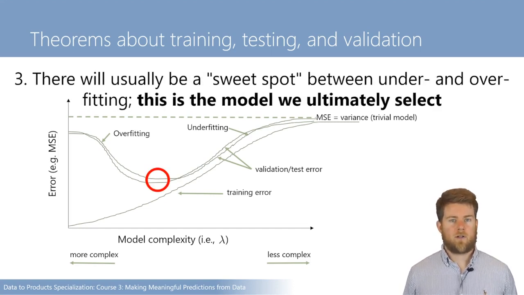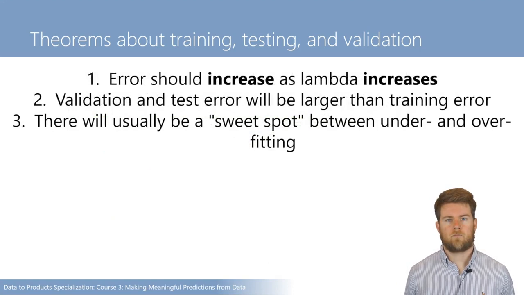Third, there should be a sweet spot somewhere between overfitting and underfitting. This is really the core part of the model selection process. That sweet spot would be the model we would ultimately select. So once we can find the best value of lambda in terms of its performance on the validation set, that would be the bottom of this curve, and that would be the model that we would choose. Okay, so those are our three theorems. The error should increase as lambda increases, validation and test error should be larger than training error, and there should be this sweet spot between under and overfitting, which is the model we ultimately select.